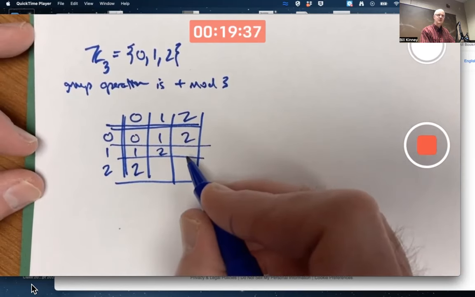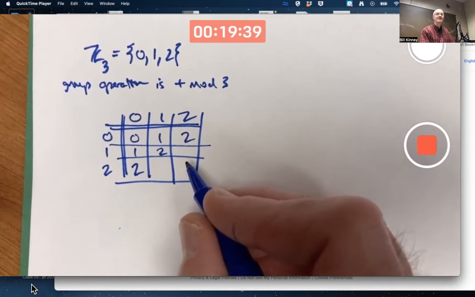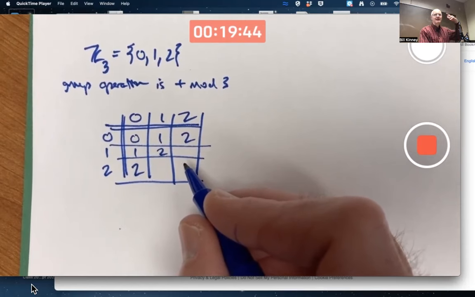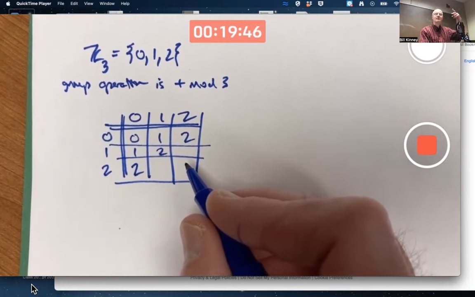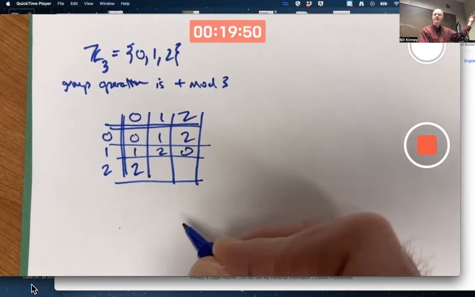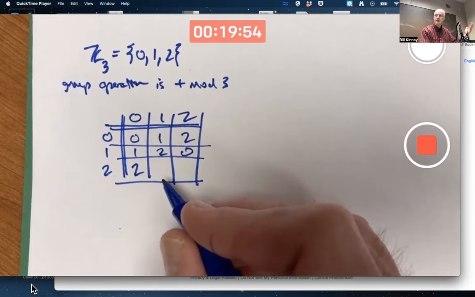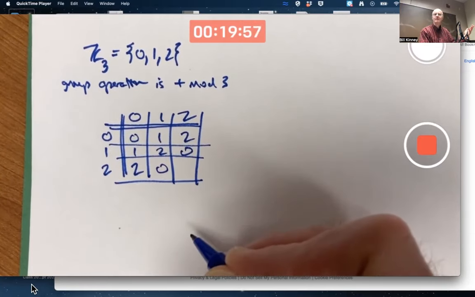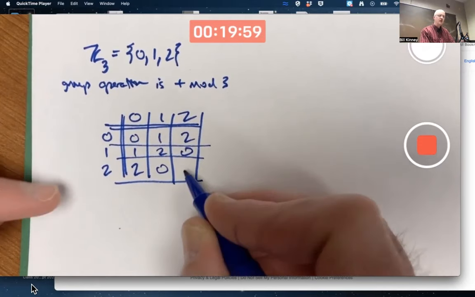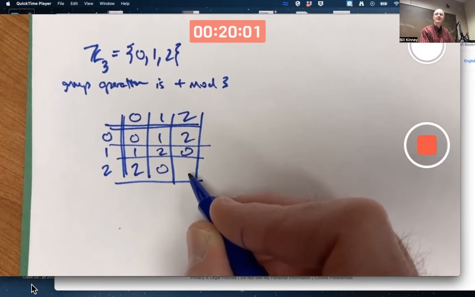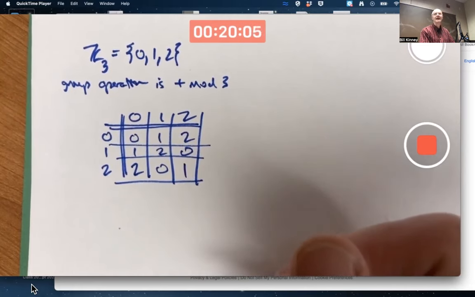1 plus 2 is 3. Okay, I spoke too soon. Mod 3 is 0. I mean, okay, you can say that in your mind. 1 plus 2 is 3, but 3 mod 3 is 0. We're back to a 0 there. 2 plus 1 is 3, but 3 mod 3 is 0. 2 plus 2 is 4, but 4 mod 3 is 1. There's the Cayley table.